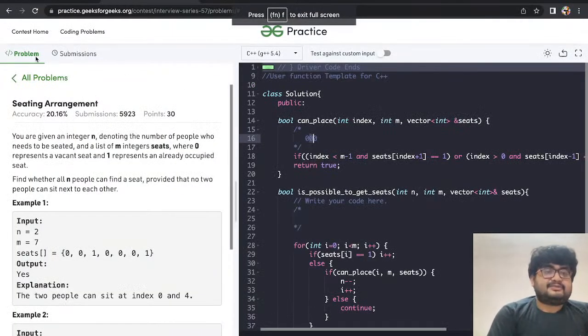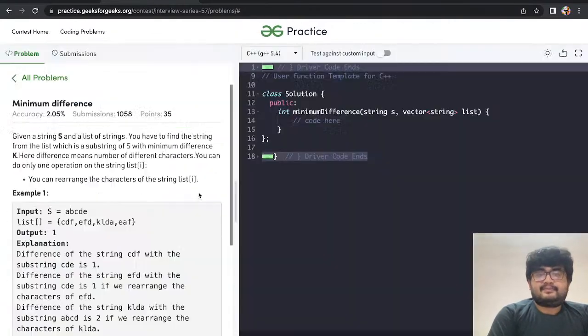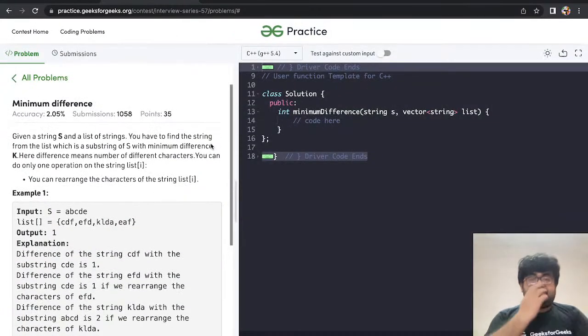Yep, that's the first question. It's a simple greedy, like we are trying to place at every position. So let's go to the second one. Okay, so this is the second question.